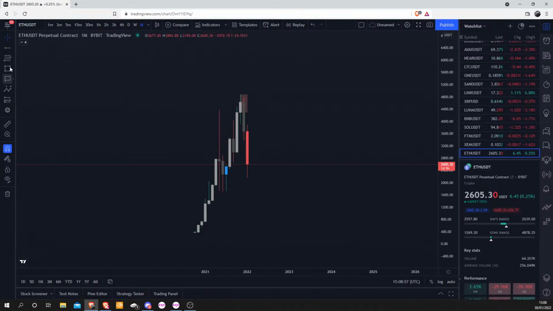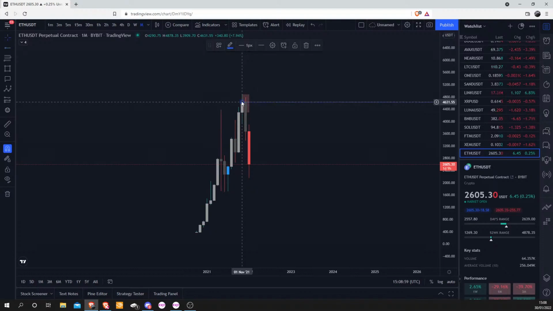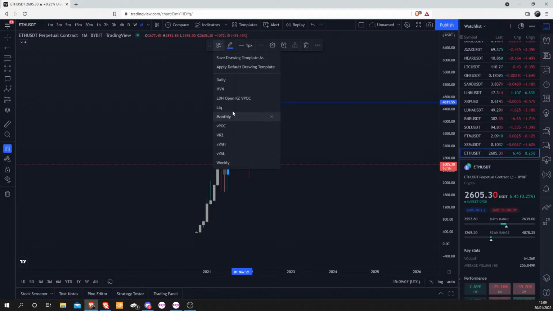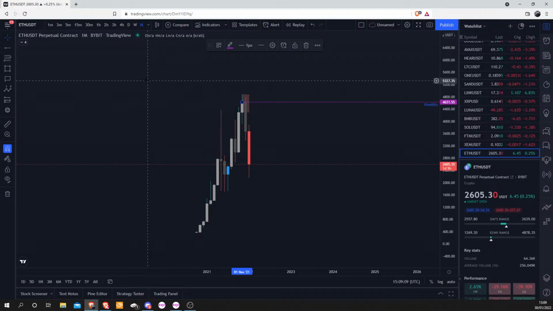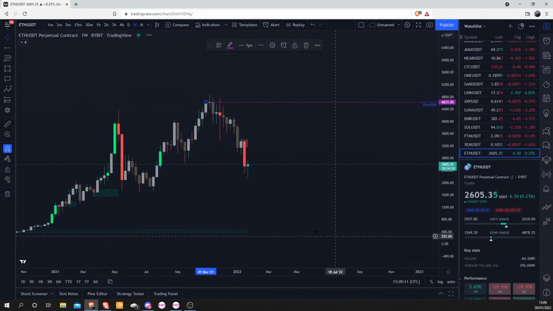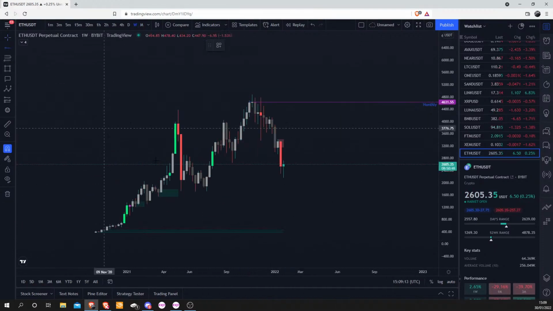Yeah, this will be alright. Wow. That died, didn't it? I don't normally trade Ethereum, to be honest, at all. But that just died. A bit like everything.